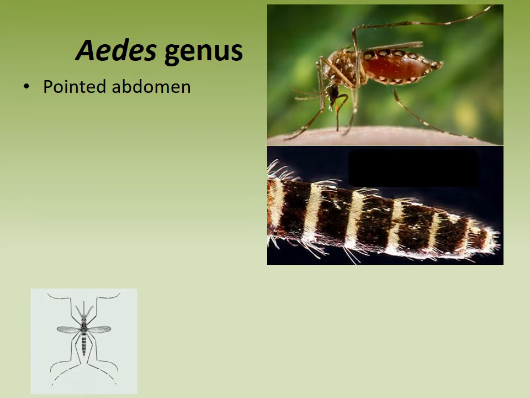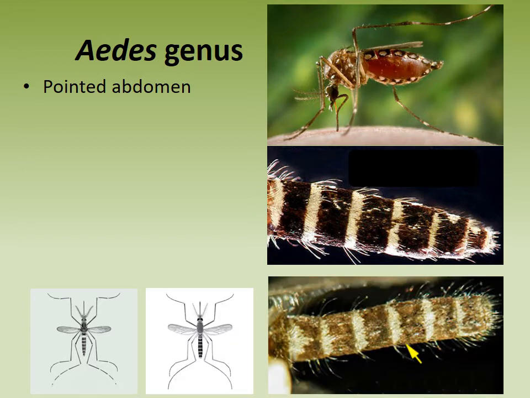The first is the pointed abdomen. So at the top here I have a picture of a mosquito with a pointed abdomen, pretty prominently pointed. But below is a picture of a pointed abdomen as well. It might not seem as pointed because it's in comparison of what's pointed, what's rounded. Here I have a picture of a rounded abdomen. So when you look at the two, you can see how the one in the middle is more pointed than the one at the bottom.